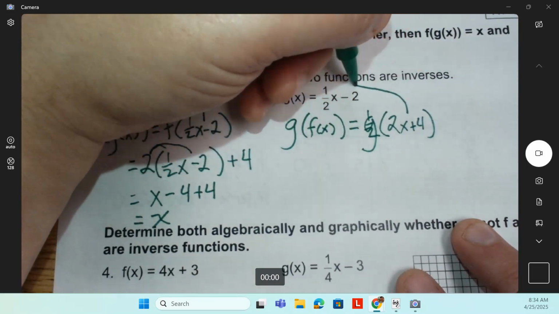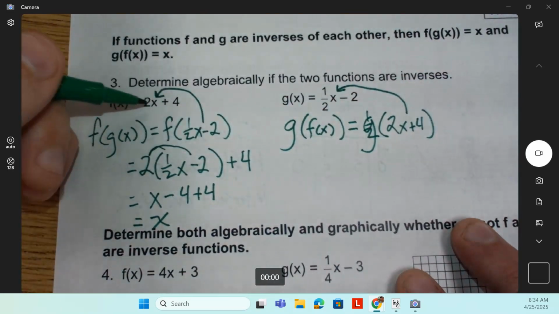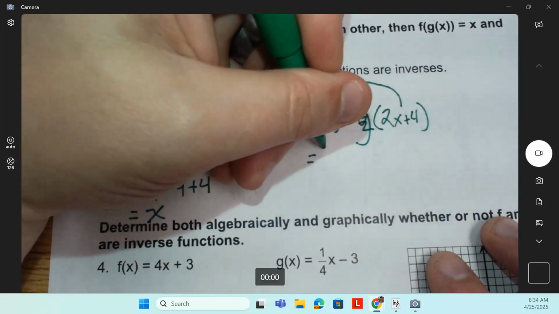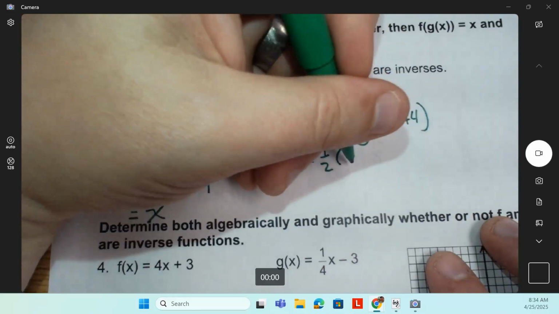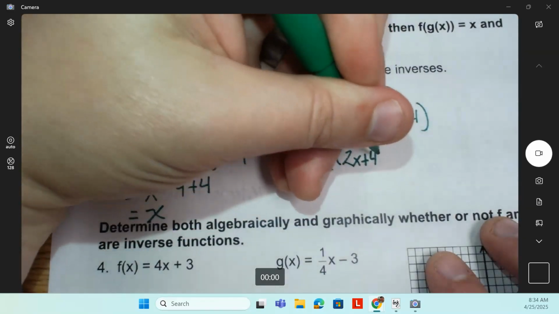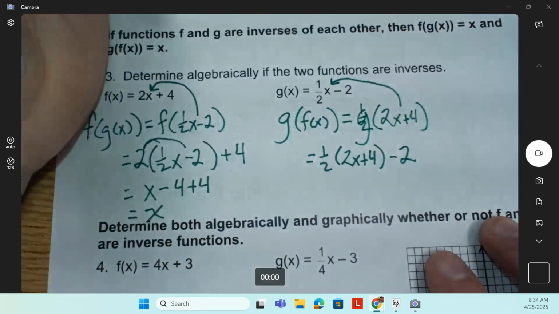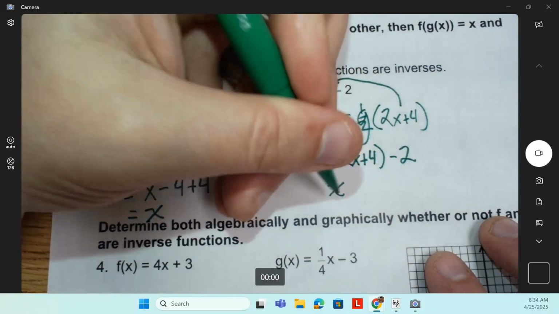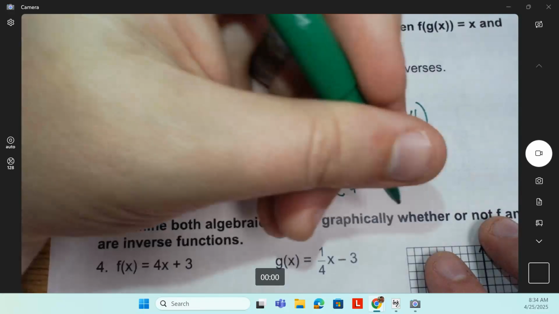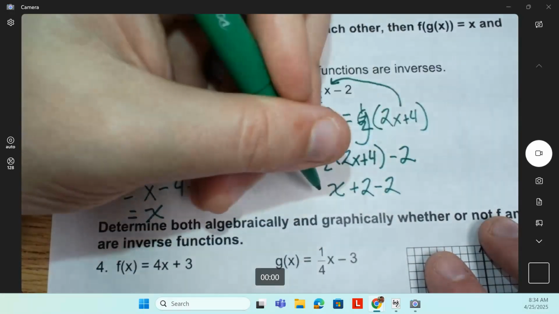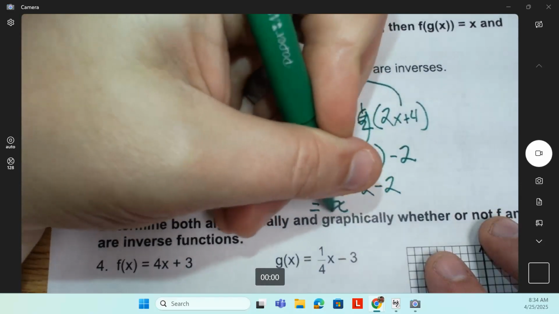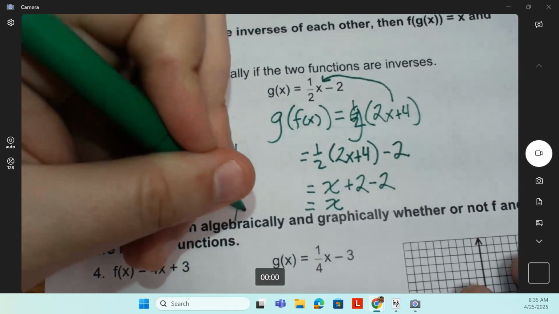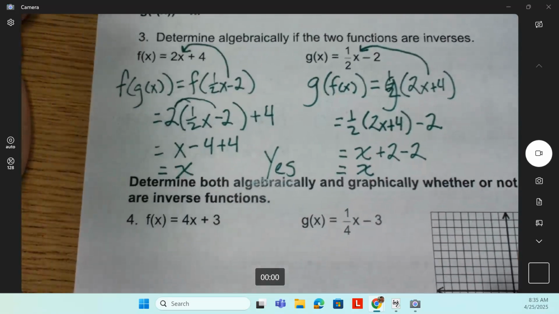So I'm going to take this and put it in here. So I'm taking the function here, plugging it in for the x there. So that would be 1/2 times 2x plus 4 minus 2. And I'll distribute that 1/2 to both of them. Should leave me with an x. 1/2 times 4 is 2. So plus 2 minus 2 also equals x. So when that happens, they both equal x. We're going to say, yes, it is a function.